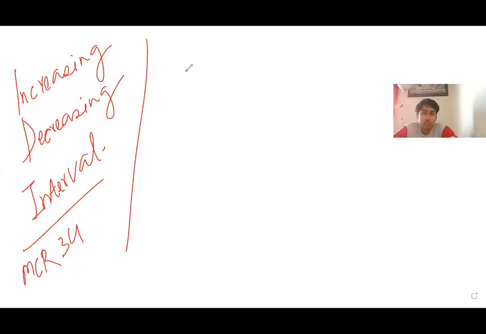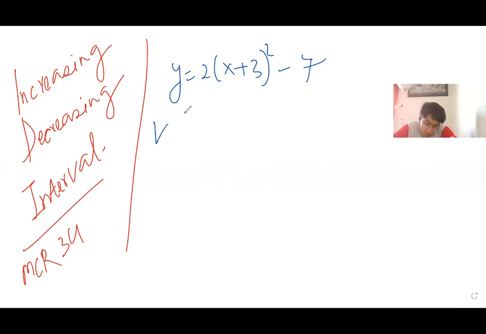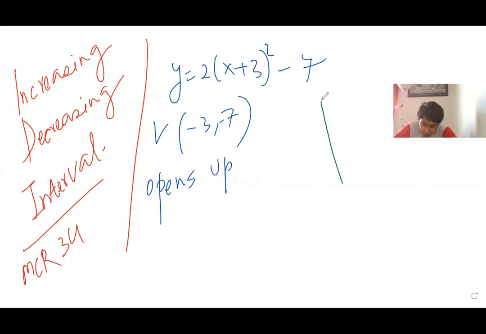So if I have an equation which is y equals 2(x plus 3) whole square minus 7. In that case, we know that the vertex is minus 3 and minus 7, correct? Yes, sir. Now, the graph opens up. And therefore, I could sketch a rough graph, which is kind of like this. Is that clear to you? Yeah. With my vertex, which is minus 3, minus 7, correct?